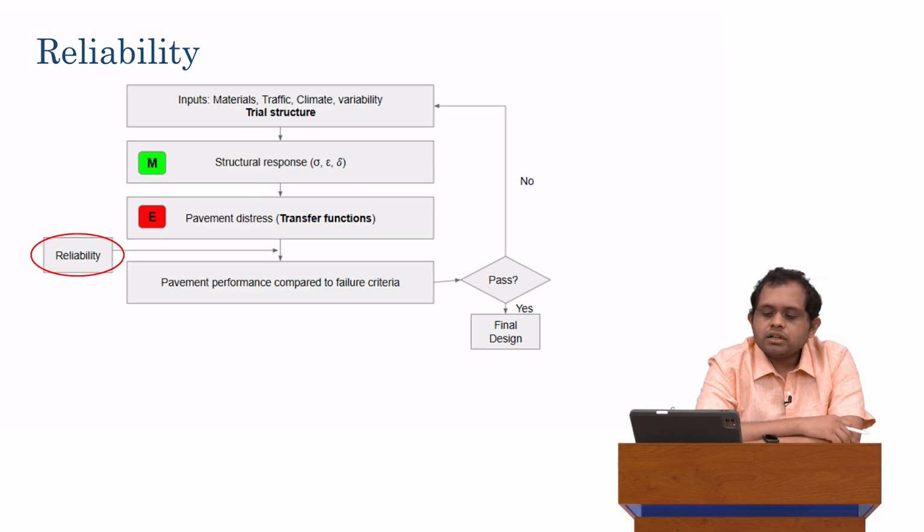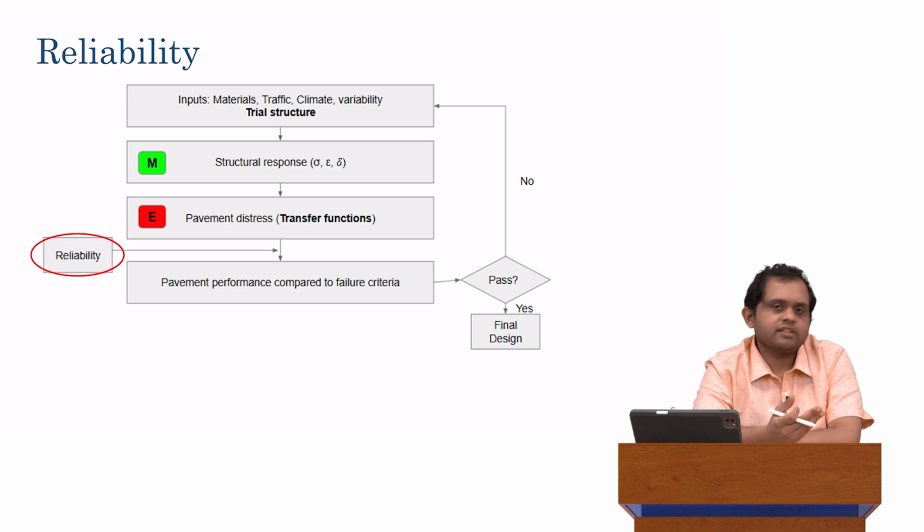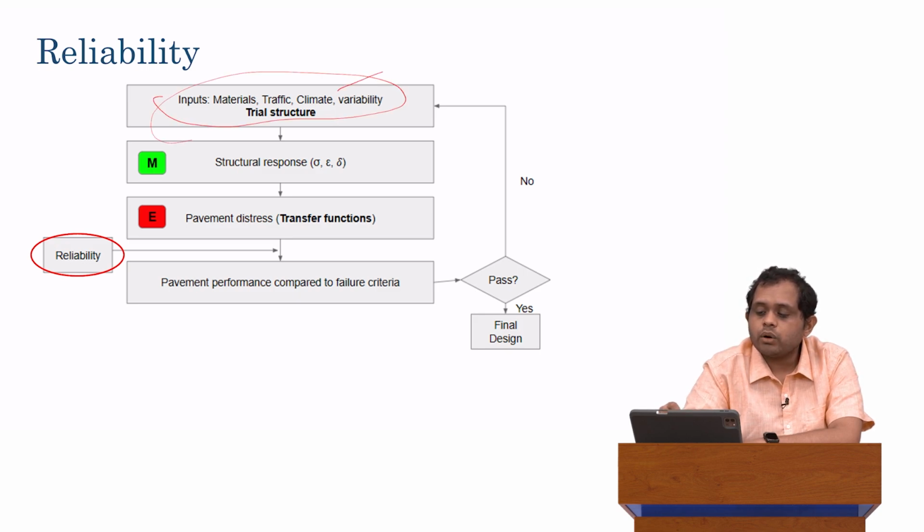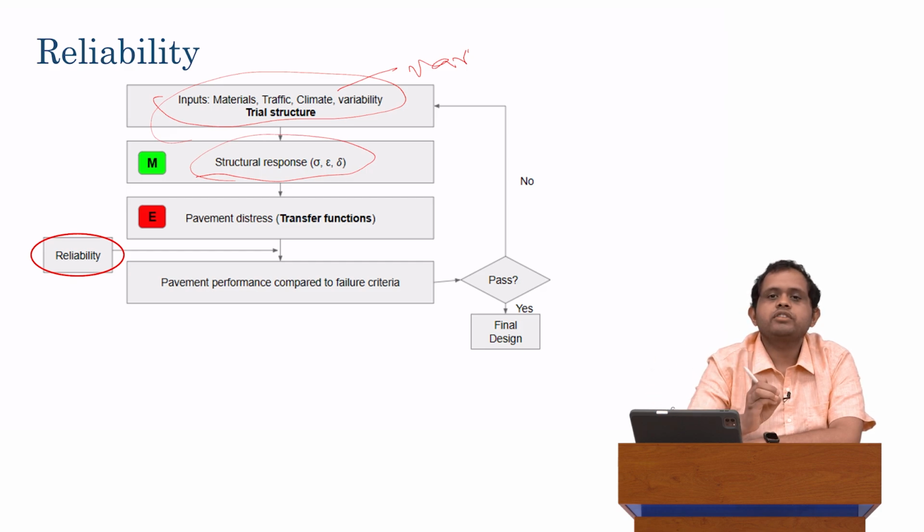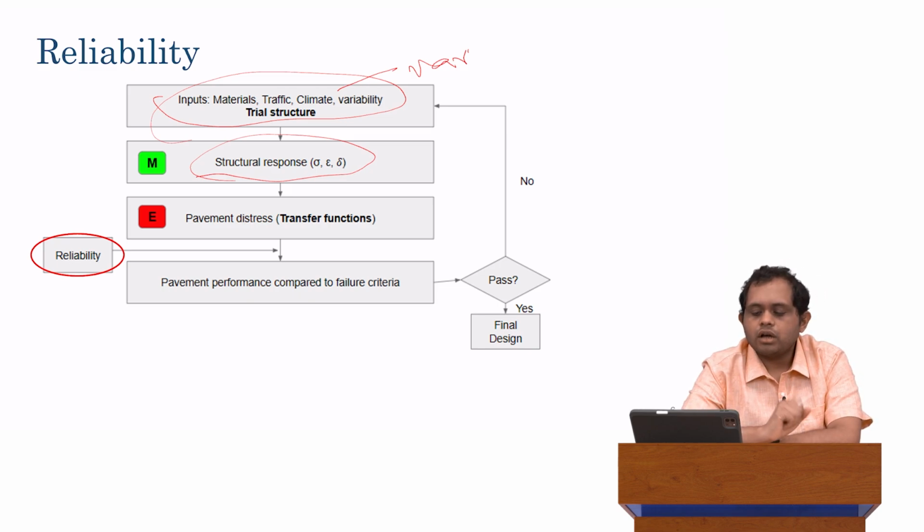So as a reminder, this is a figure which I've shown you many times. This is the general process of how we do a mechanistic empirical design. This actually applies for both flexible and rigid pavements, though of course I'm speaking specifically for rigid pavements at this point. We take a set of inputs, and each of these inputs now has some variability. We do a structural response model out of those inputs. There is no variability in the structural response models. As long as the input is the same, you'll always get the same output: stress, displacement, strain, etc.